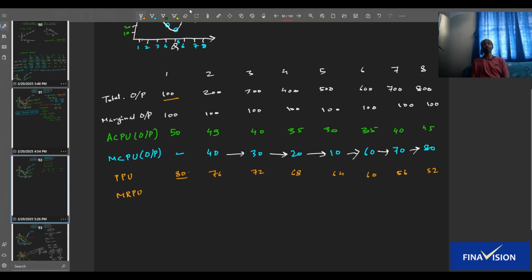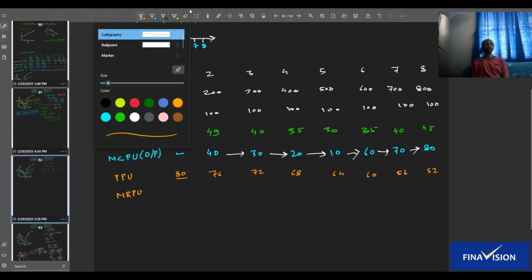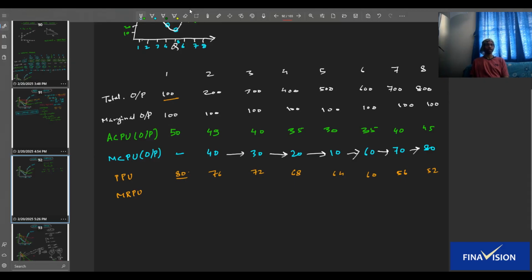So how do you calculate marginal revenue, friends? It is very simple, friends. Marginal revenue is total revenue at the current option minus total revenue at the previous option divided by output at the current option minus output at the previous option. So this is the way we will calculate it. So let's say for option 1 we'll give it up because there is no previous option here.